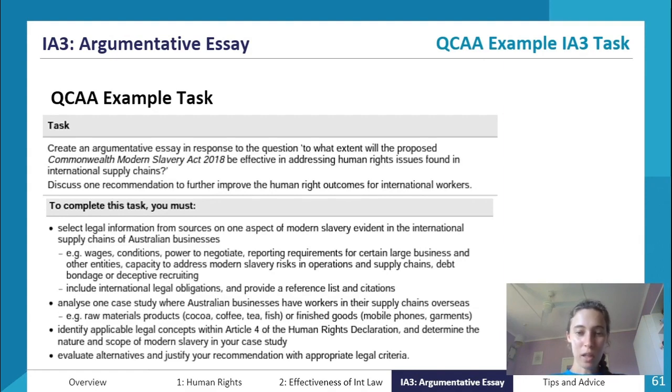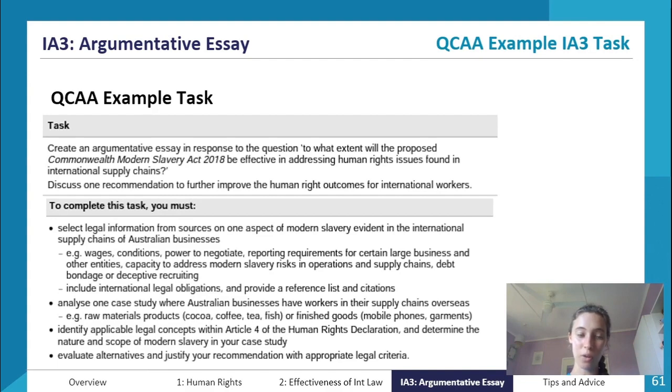Now, I mentioned the syllabus a few times today, and so that's the QCAA website. Now, I definitely recommend accessing that for all of your subjects. Every subject has a syllabus with all the information you need to know about how you'll be assessed and what you'll be assessed on.